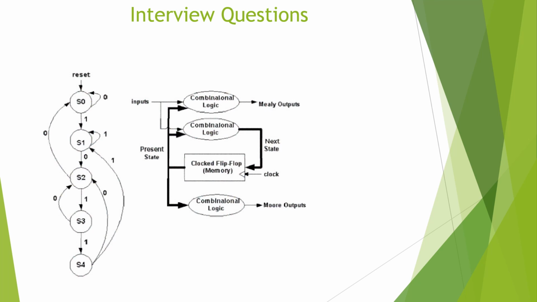The next question is: design a finite state machine to detect a sequence. Here in this example, we have the sequence 10110. The solution is this state diagram, and after reset, you go to S0 state, and from there you start checking for the sequence.